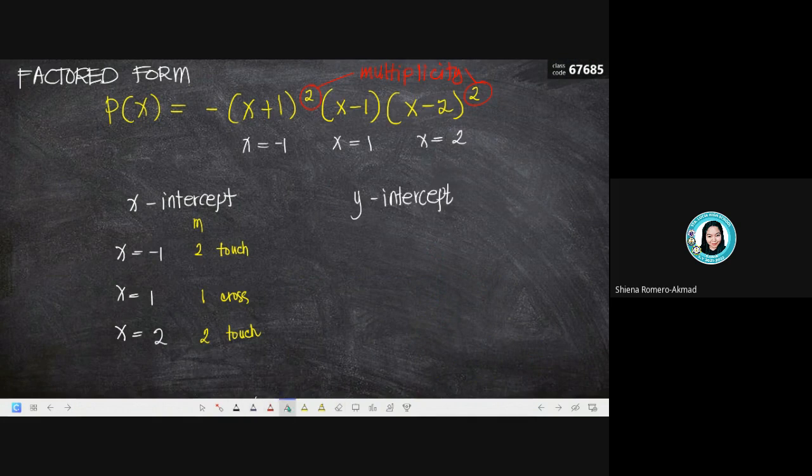Uulitin ko, kailangan may Y-intercept kasi sa Y-intercept dumadaan din siya. So that's negative times 1 times negative pala yun. -1 times +1 times +2. So y is equal to -1 times 1 times 2 is -2. So y is equal to 2.